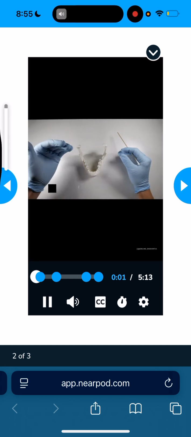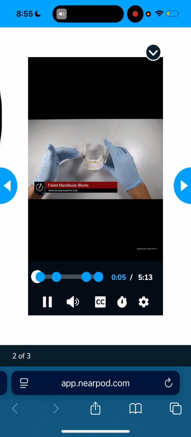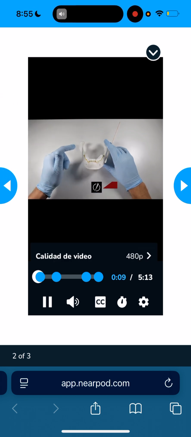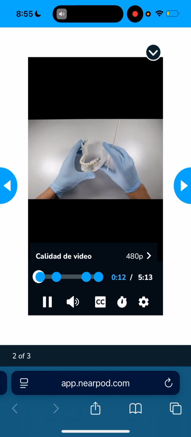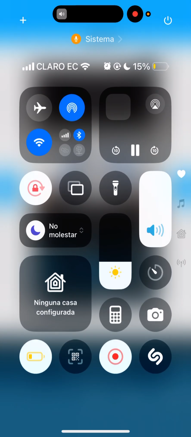One of the most used blocks in dentistry is the inferior alveolar nerve block. We're going to give you some tips on how you can improve your chances for success the next time that you do this injection. The first thing that we're going to look at is the location of the lingula. The lingula is a bony projection on the medial surface of the ramus.